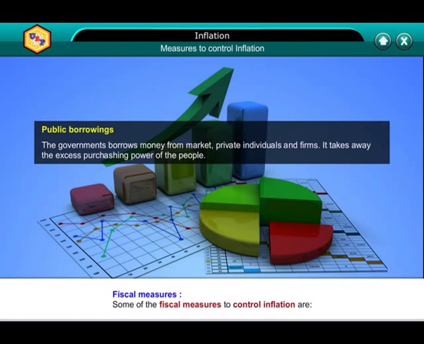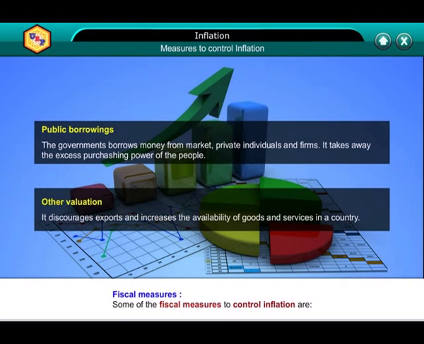Public borrowings. The government borrows money from the market, private individuals and firms. It takes away the excess purchasing power of the people. Other valuation. It discourages exports and increases the availability of goods and services in a country.